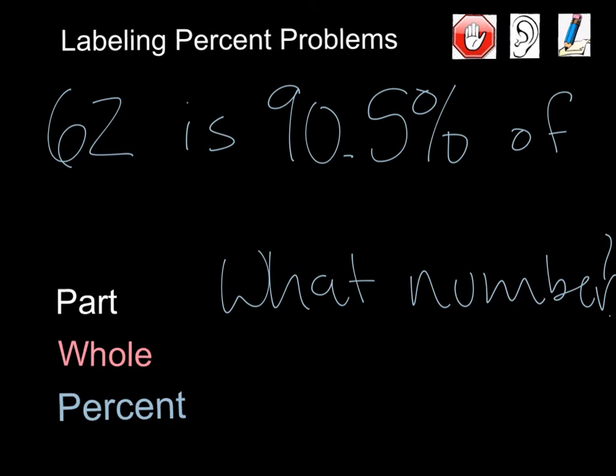Again, one more percent labeling problem. Again, all you need to write is: 62 is 90.5% of what number? Jot that down and then just get your labels underneath it. You don't need to label the title every single time, just this example problem.